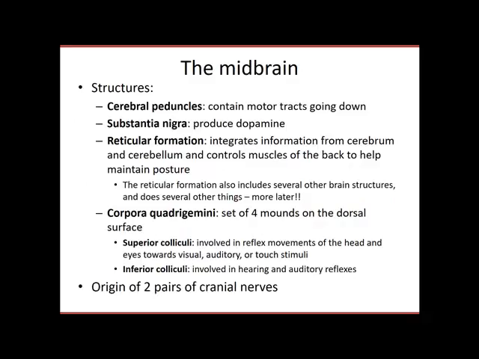Let's take a look at the midbrain. So again, what structures do we have here? We have the cerebral peduncles. The cerebral peduncles contain motor tracts. If we recall, a tract is a grouping of axons traveling through the central nervous system. So a tract is a group of axons traveling through the central nervous system, and our cerebral peduncles is a collection of motor tracts.